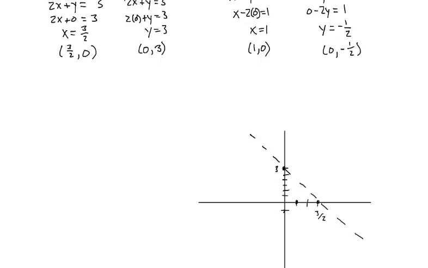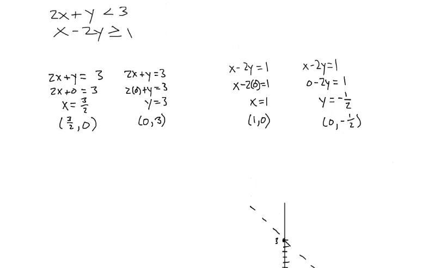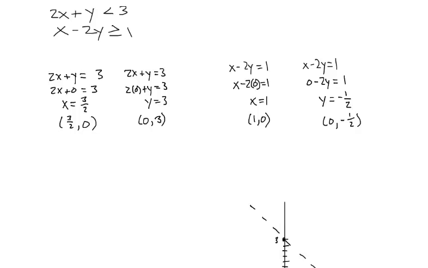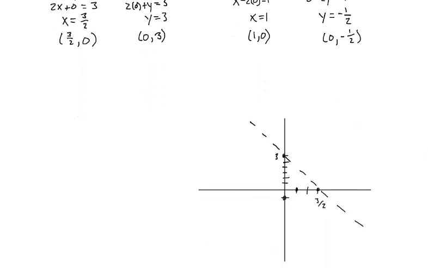and 0, negative 1 half. And when we look at our inequality, we have greater than or equal to. So that means that we're going to use a solid line.